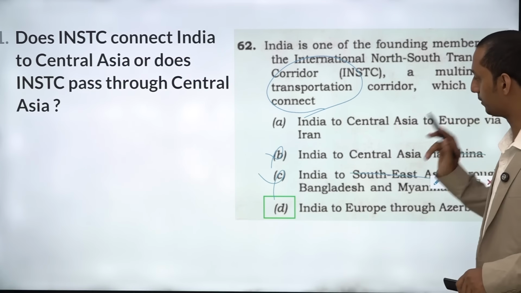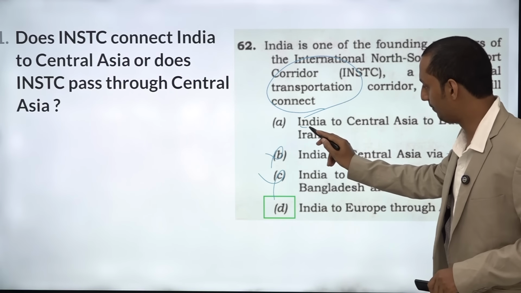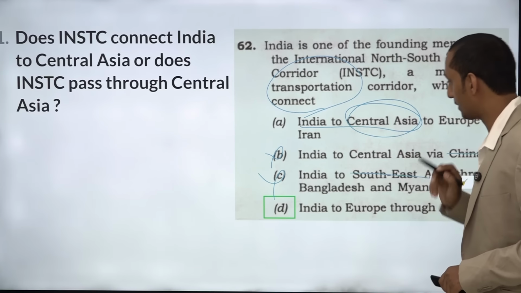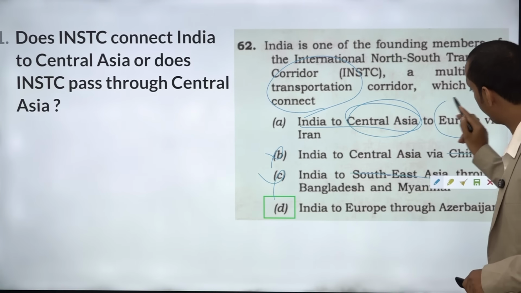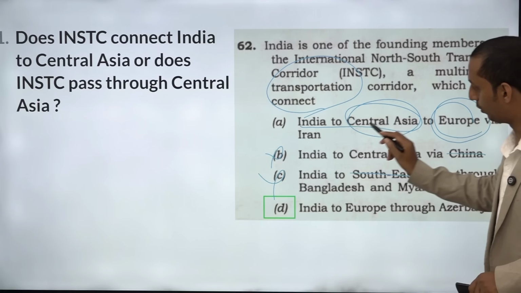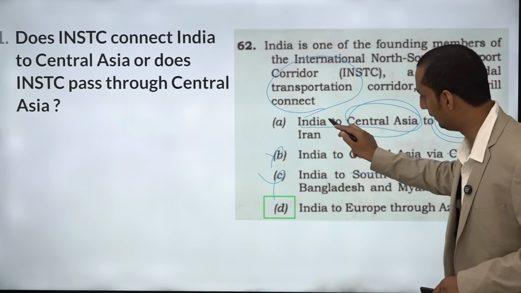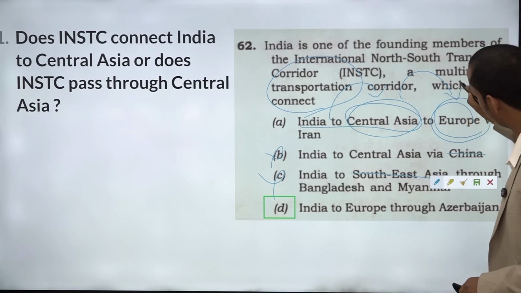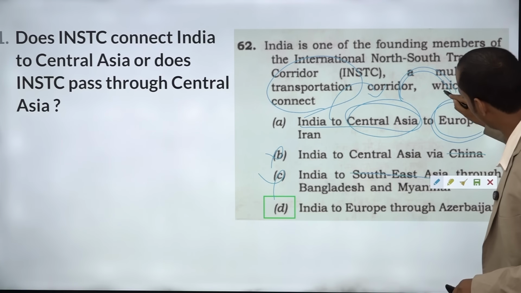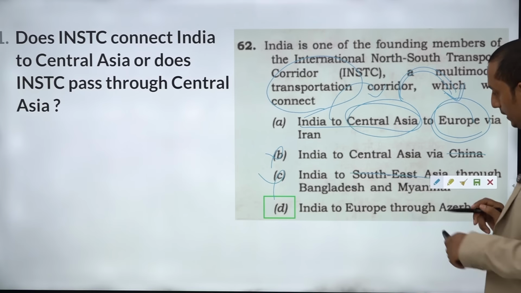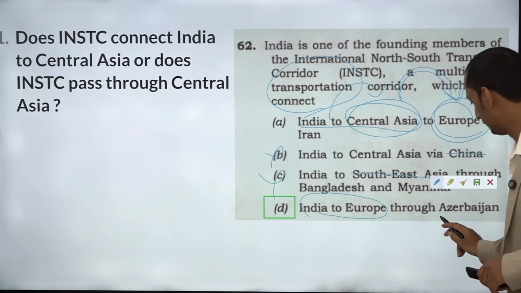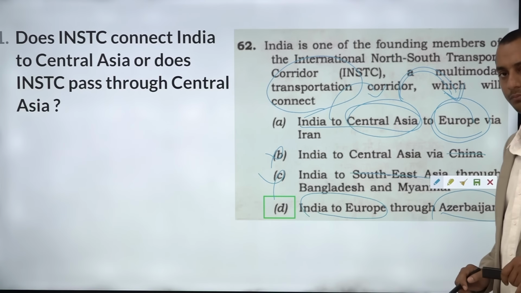Now, what did the first option say here? INSTC will connect India to Central Asia. Then it will connect to Europe, right? So what does it say? It should connect India to Central Asia, and from Central Asia, there should be a connection with Europe. Okay. Now, what does option D say? It will connect India to Europe through Azerbaijan, right?